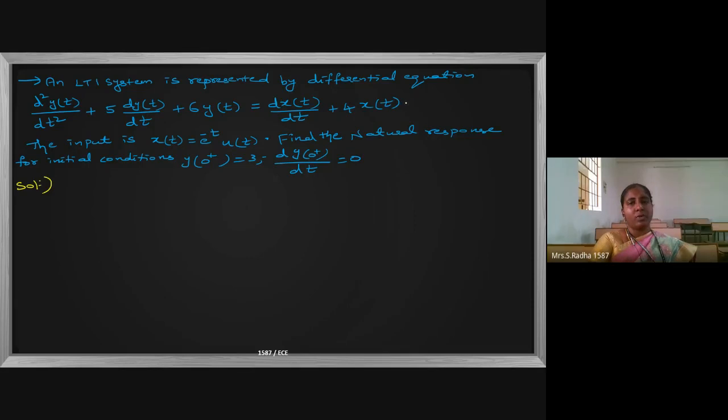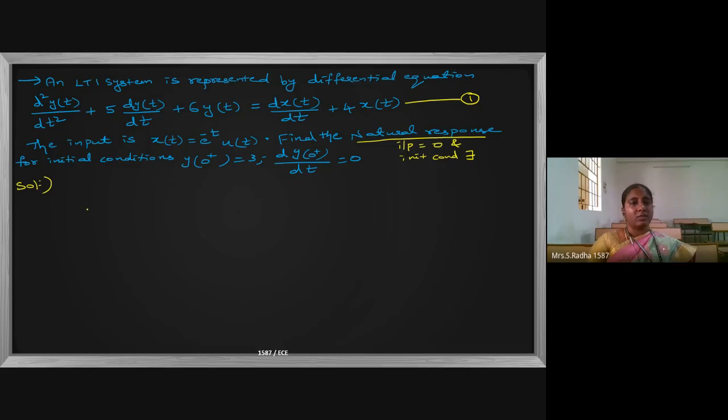I will take this as equation 1. We have to find the natural response, where the input is 0 and the initial conditions exist. This is the rule for natural response: for finding the natural response, the input is 0 and the initial conditions exist.